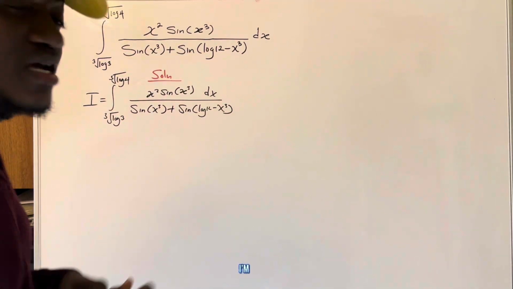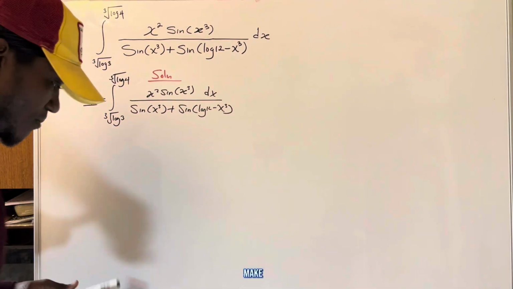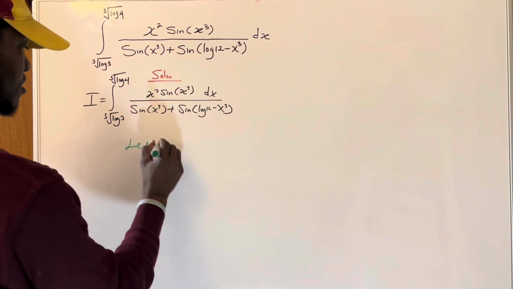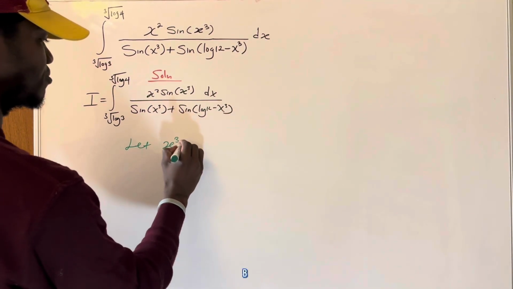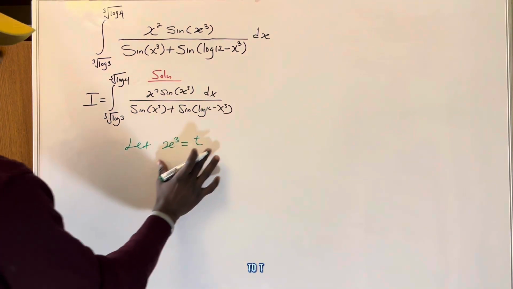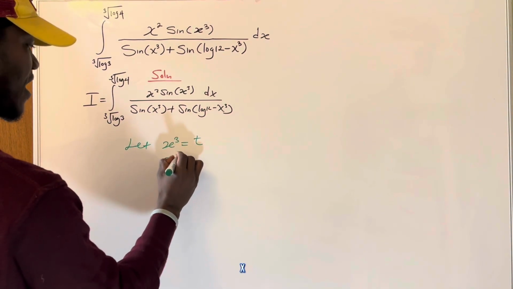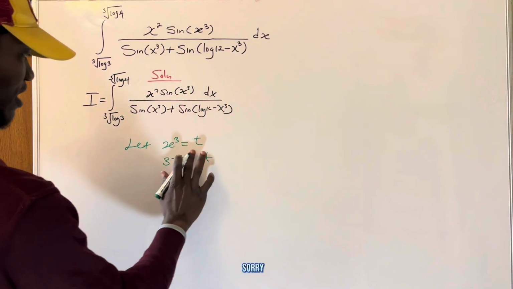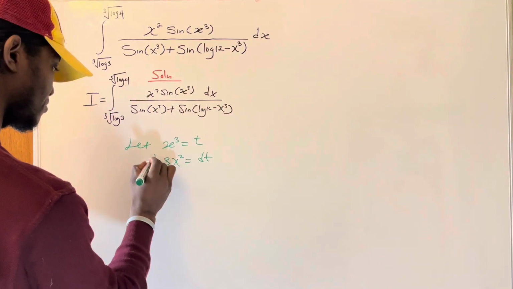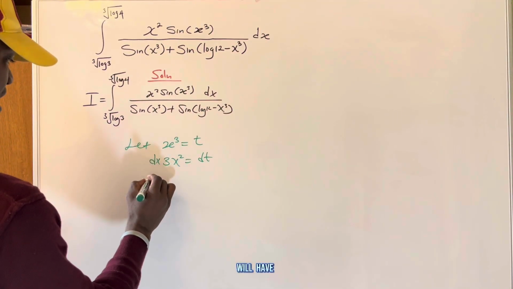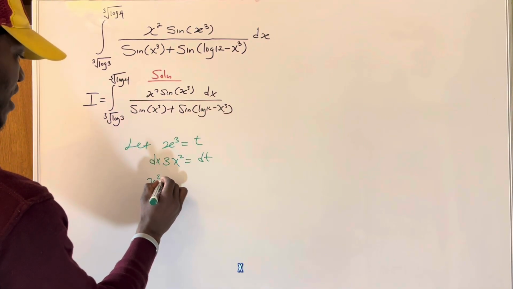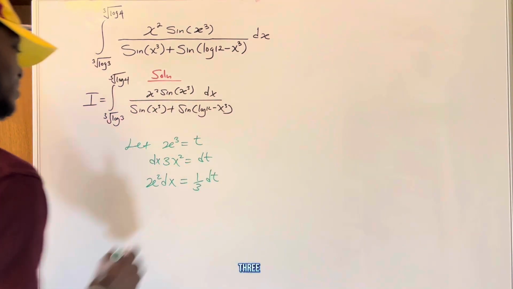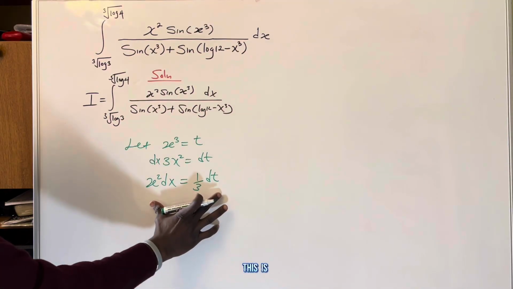Now the next thing I'm going to do is I'm going to make a substitution, guys. I will say let x cubed be equal to t. Differentiating both sides, I will have 3x squared dx to be dt, and I will have x squared dx to be 1 over 3 dt. So this is my substitution.